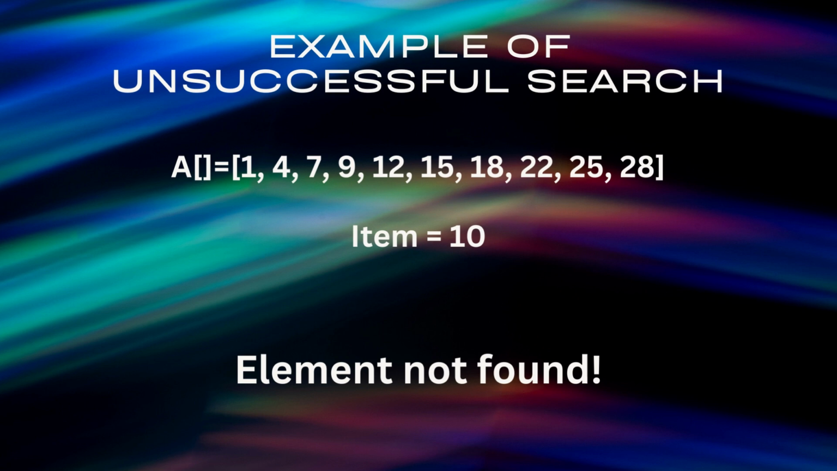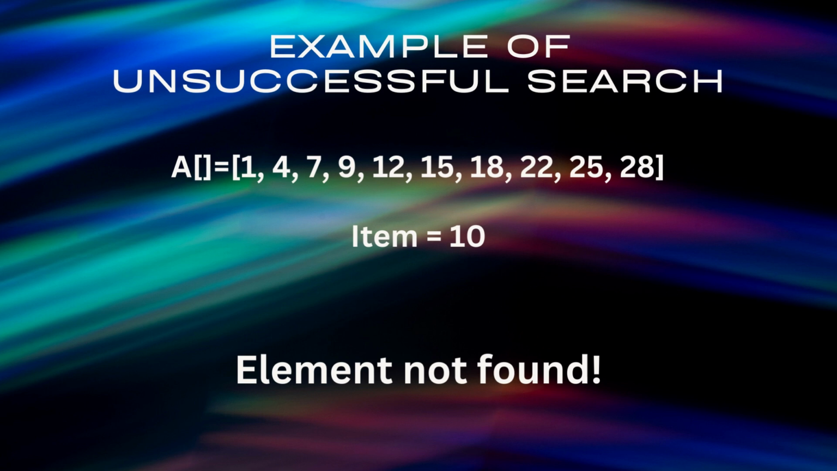So now, let's have an example of an unsuccessful search. Let's consider an array of sorted integers: 1, 4, 7, 9, 12, 15, 18, 22, 25, and 28. Now, let's say we want to search for the number 10 in this array using the jump search algorithm. The algorithm will start by jumping ahead a fixed number of steps. Let's say 3 steps ahead. Initially, the algorithm will compare the element at index 0, which is 1. Since 1 is less than 10, it will jump 3 steps ahead.